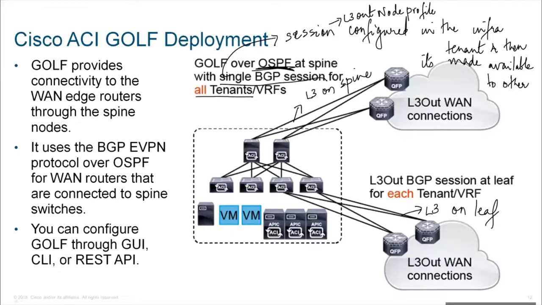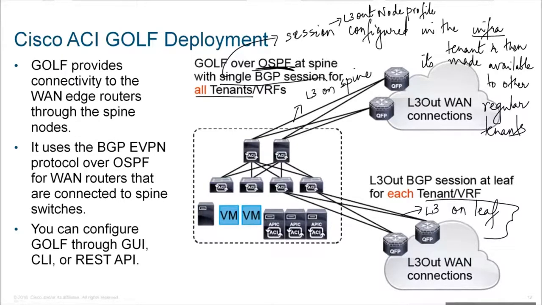In other words, if I had 100 tenants, it means at least 100 VRFs. If I had 100 tenants, each with at least 2 VRFs, that would mean 200 VRFs. So I would probably go with this approach, a layer 3 configured in the infrastructure tenant and then made available to other regular tenants. Now, if you don't have a lot of tenants, you can stick with the second option, which is the layer 3 on the leaf.